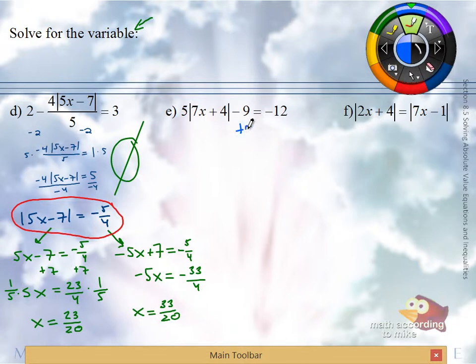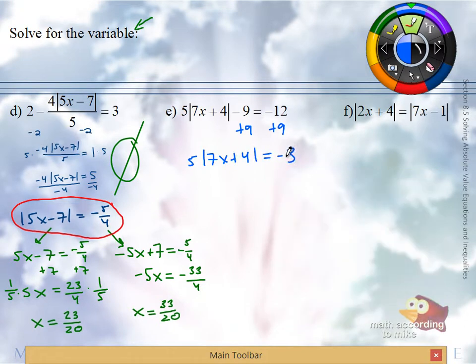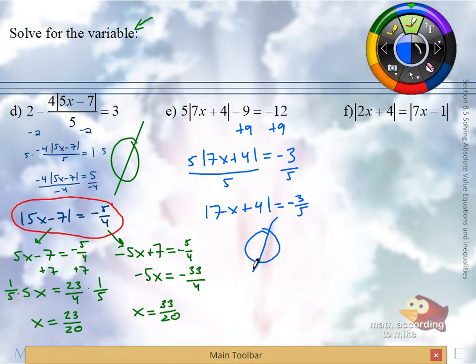So if I add 9, la-da-doo, everything is great, puppies and rainbows. La-da-doo, divide by 5. Ba-ba-doo. Oh, my absolute value equation equals a number. No solution. Oops.